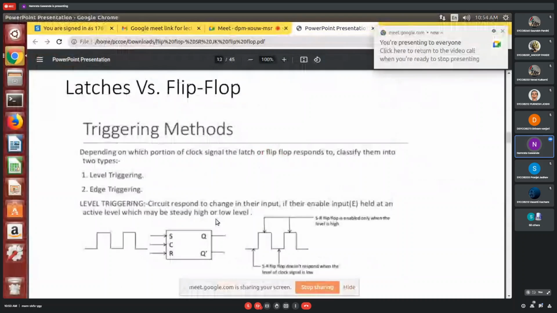Okay, now see over here. We'll go through first latches versus flip-flop. See, in the latch and flip-flop, with using latch also we can store the information, right? With using flip-flop also we can store the information. With latch also we can provide the input. With flip-flop also we can provide the input.